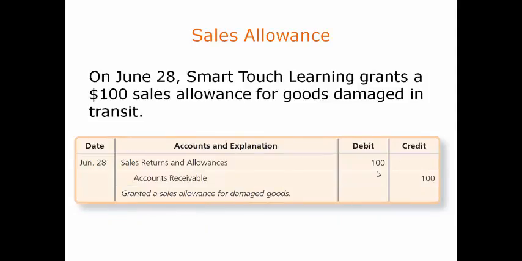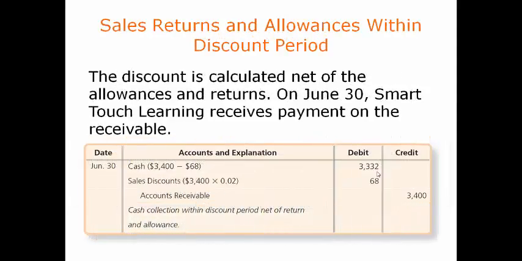And if you have returns and allowances, if you give an allowance, it's going to be a debit to returns and allowances and a credit to accounts receivable. They didn't send anything back, but they said, we want to keep this one even though something is wrong with it, we're willing to keep it. That's going to be a sales return for our customer.